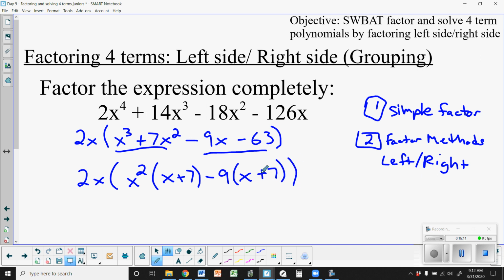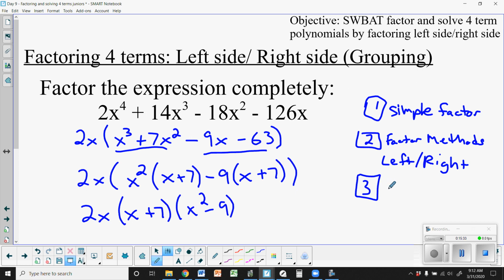This last parentheses matches the first one. And now we have this x plus 7, so let's factor that. We have this 2x out front. Let's factor out that x plus 7, and then now we have x squared minus 9. And then our last step, step 3: can we factor the two-term ones?